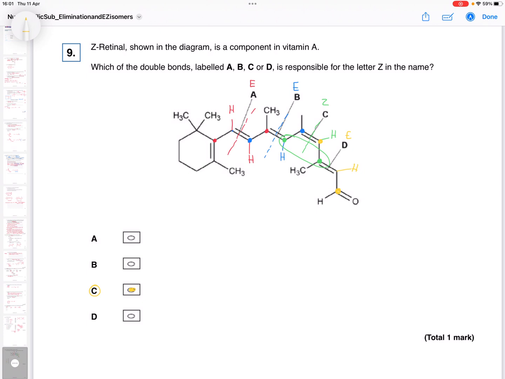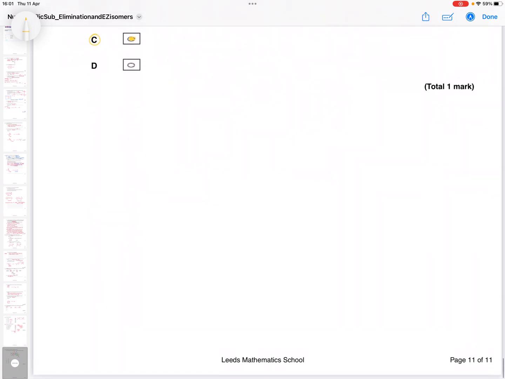Tricky little question. But remember, if you get the same atom when you go to the first one, you have to look at the next one it's bonded to and the next one and so on. So when you've got the longer chain on one side of the double bond than the other, you need to look at the next atom along. Okay. And that's the end.